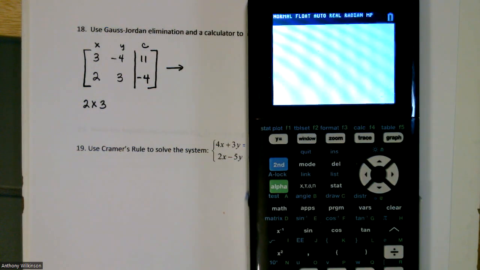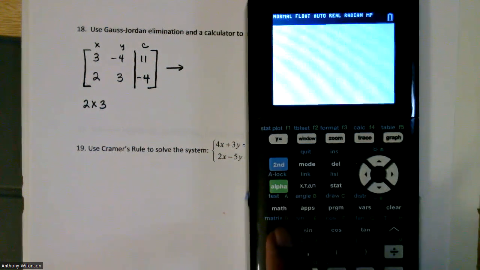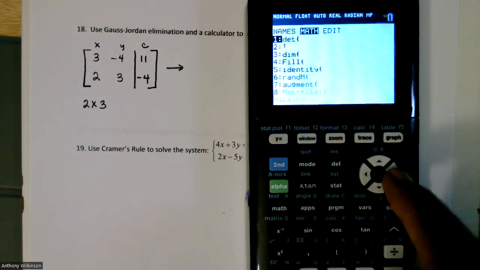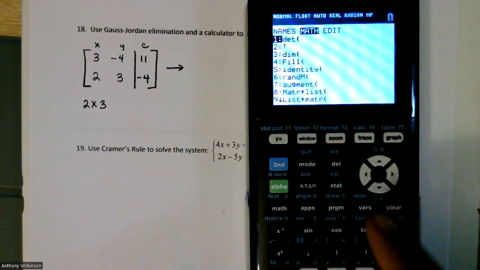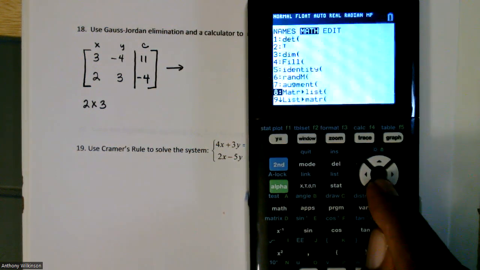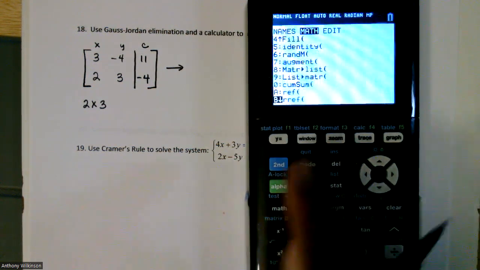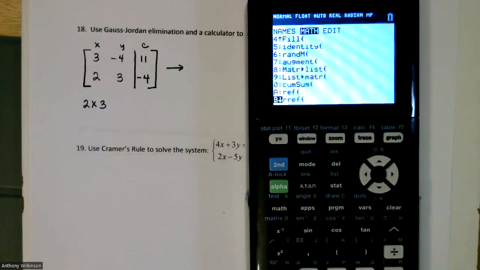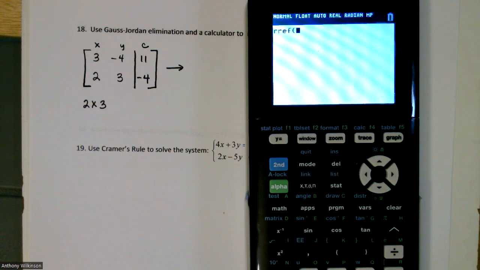That'll take you back to the home screen. Next, I'm going to do second and x to the -1. Then I'm going to right arrow over to math. I'm going to use my down arrow key to find the menu item that says RREF, as you can see here, which stands for Reduced Row Echelon Form. Make sure you pick RREF. Then press enter.